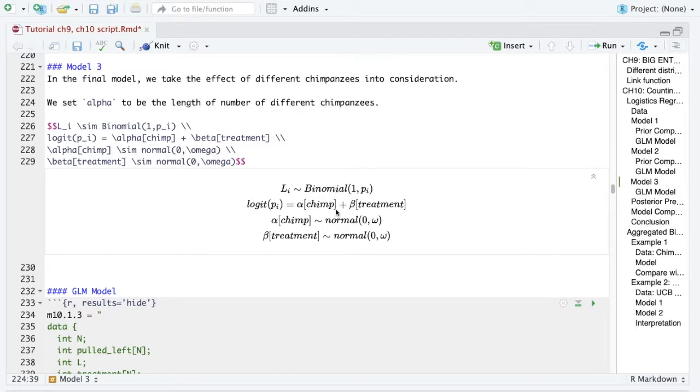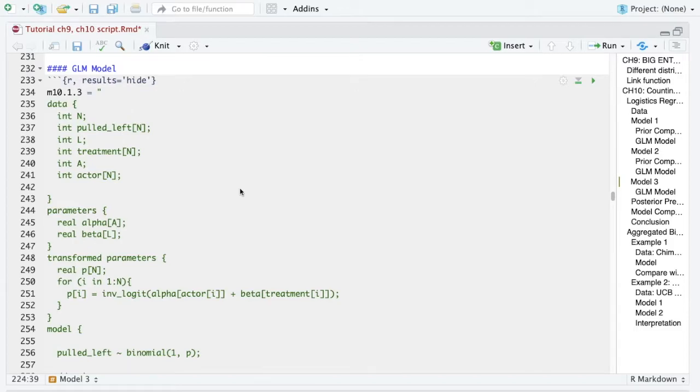In the final model, we take the effect of different chimpanzees into consideration. So imagine there is a left-handed chimpanzee, so under whatever treatment, that chimpanzee just likes to pull the ring on its left. We want to take this impact into consideration to make the effect of treatments clearer. So again, we use index coding for chimpanzee differences and treatments respectively. You can see alpha is the effect for chimpanzees, and beta is the effect for treatments. Different alpha values will follow one normal distribution, while different beta effects will follow another normal distribution.